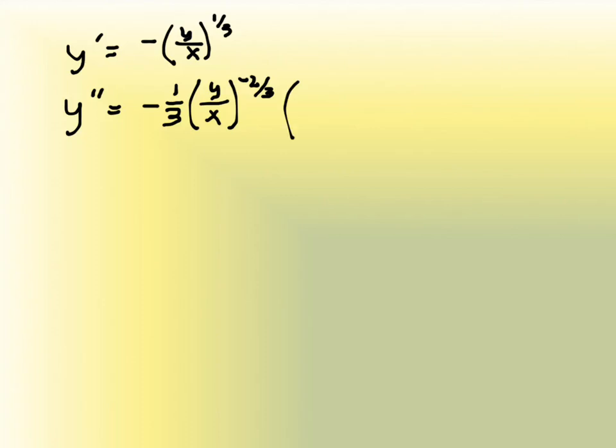Good. Now I need the derivative of what is inside. It is a quotient rule. So the quotient rule here says I'm going to do the denominator times the derivative of the numerator, which is what? Y prime or dy dx. Minus the numerator, which is y, times 1. You can write it or not. We're eventually going to drop it anyway. Over x squared.